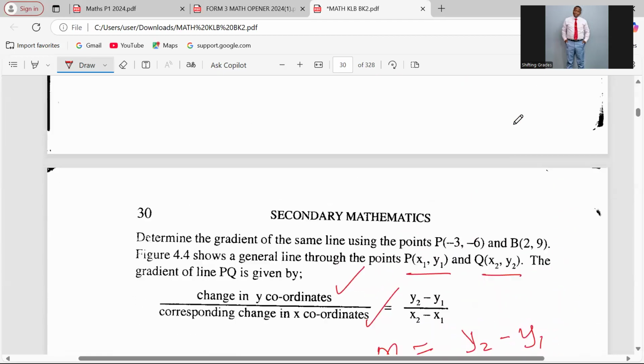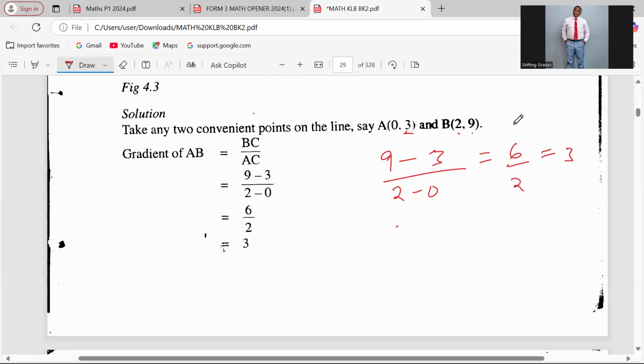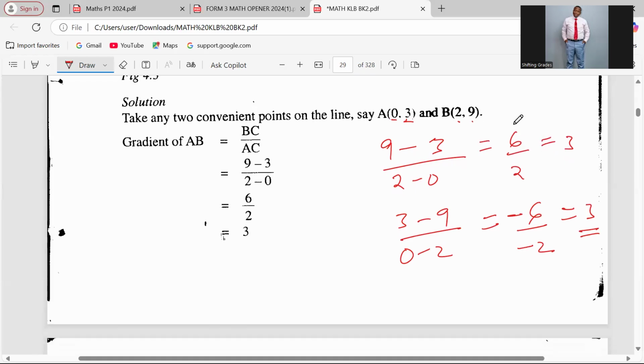We can get back to the example up there and say, if we use change in y as 9 minus 3, then 2 minus 0 for the x, this will be 6 over 2, giving us 3. But if we start again with the first y here, 3 minus 9, and we also take 0 minus 2, you find that we have negative 6 over negative 2. The negative will cancel out, then 6 over 2 becomes 3. So we can begin with any coordinate.